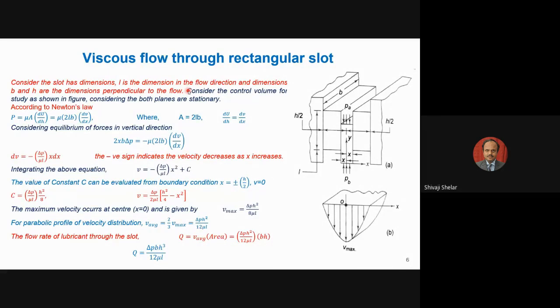B and H are perpendicular dimensions to the direction of the flow. Now consider the control volume for study as shown in figure. Considering both the planes are stationary, we are assuming at this moment that both the surfaces are fixed. So according to Newton's law, P is equal to mu A into du by dh.